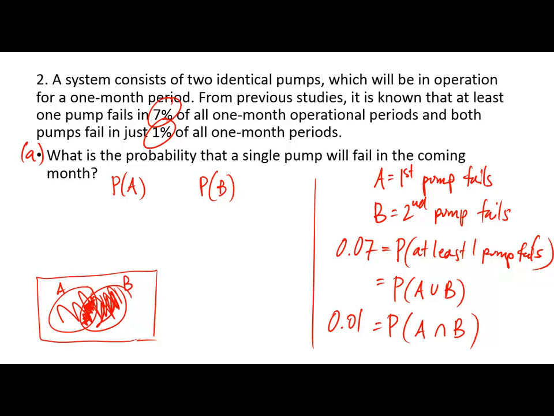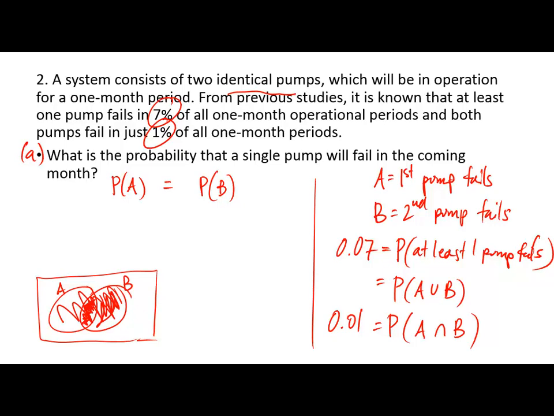You're right. Yeah. So they're identical pumps, right? So we're told here we have two identical pumps, so the probability of them being operational is the same, or failing is the same. So we're trying to solve for one of those things, but they're equal. So any thoughts on where we can go from here?